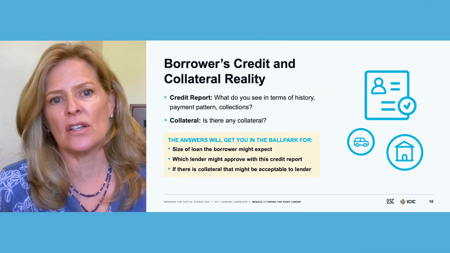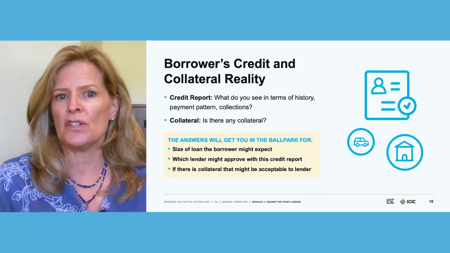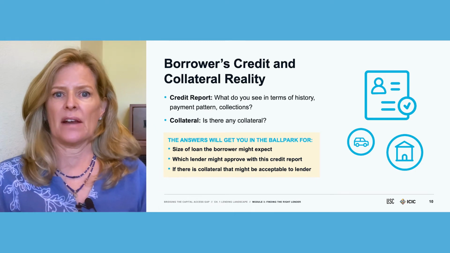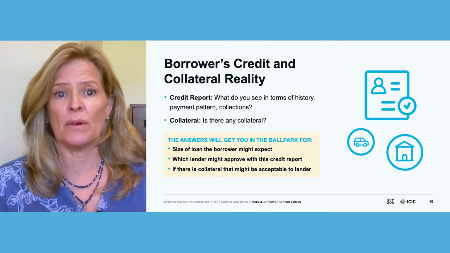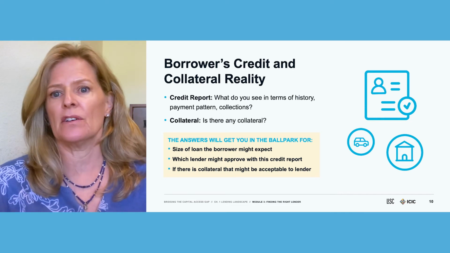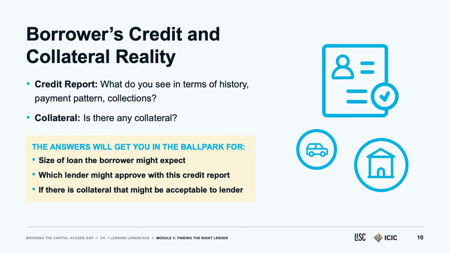So in addition to looking at your client's cash reality, the two other C's we're looking at just in this initial assessment are credit and collateral. Whenever you sit down with a client, you want to pull a credit report with them and start to look at it and say, what do I see here in terms of history, payment pattern, collections, amount of debt owed, and start to see if this looks like a credit report that a lender in your region would accept as a qualified credit history.